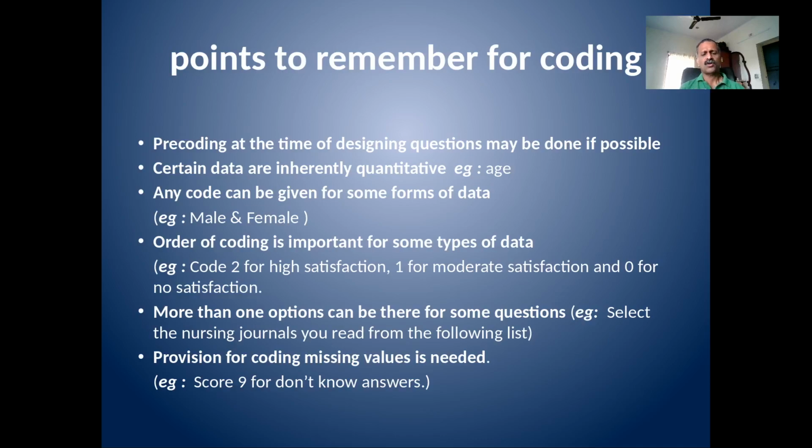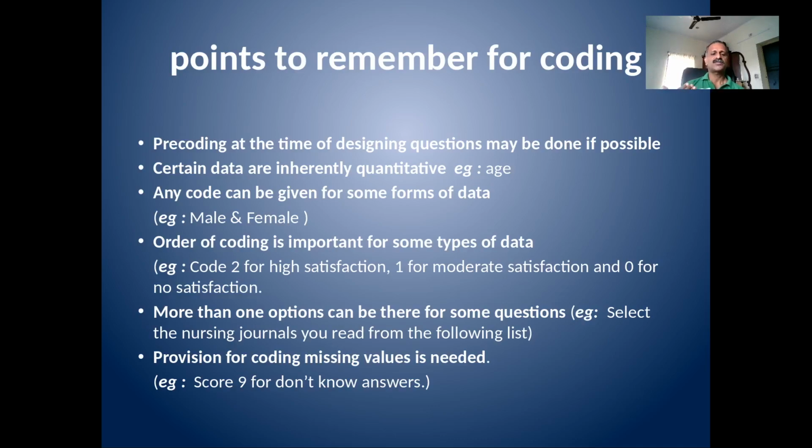More than one option can be there for some questions. For example, select the nursing journal you read from the following list. In our library, we have 33 journals. We'll give the list of all 33, and we ask the students how many journals they are reading. Just put a tick against that. So more than one option is correct.